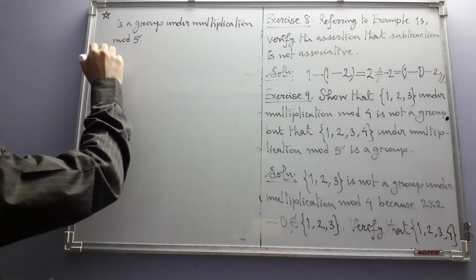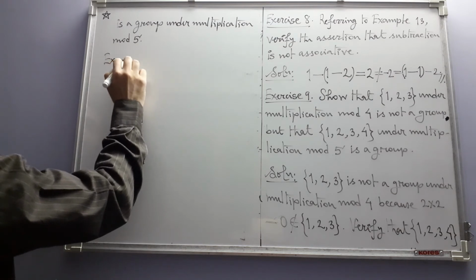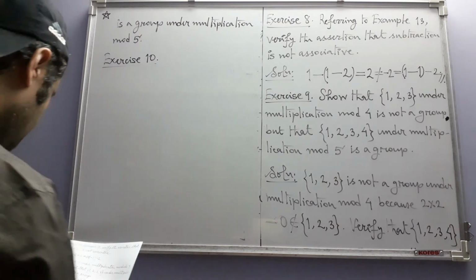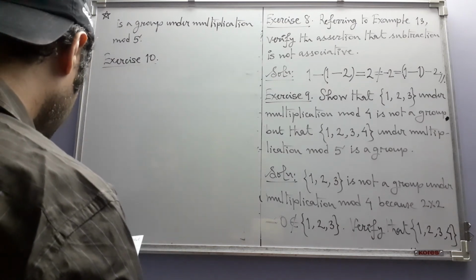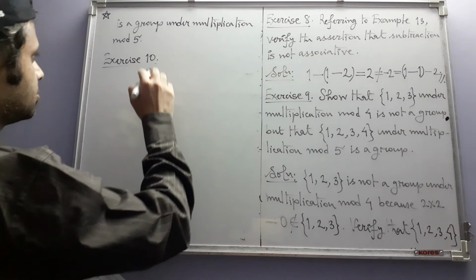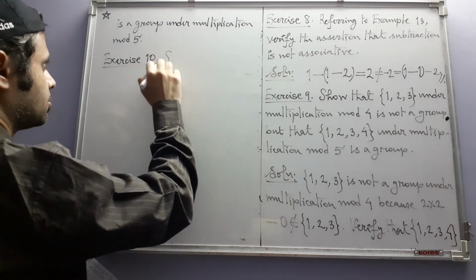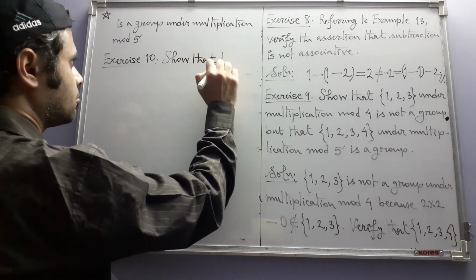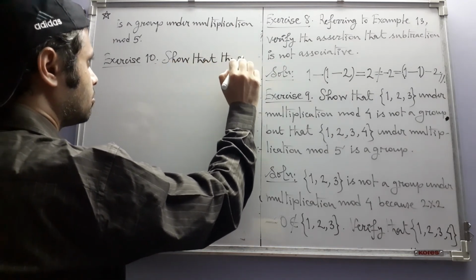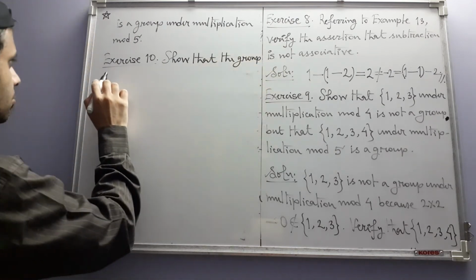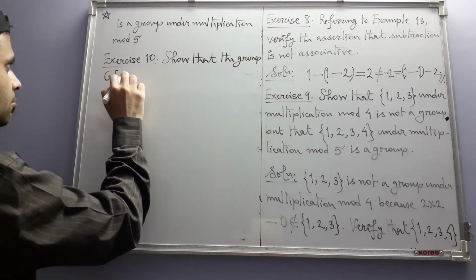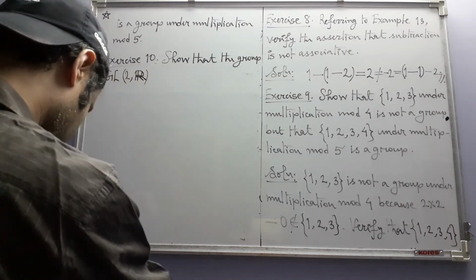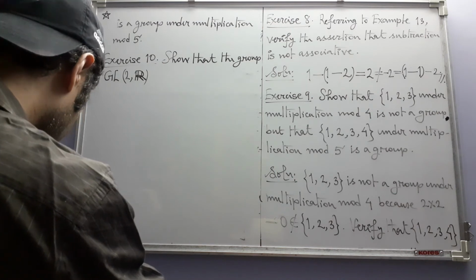Then exercise 10. Let's solve a few more. Show that the group GL2R, general linear group, of example 9 is non-abelian.